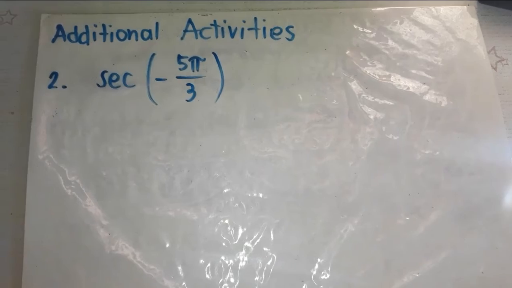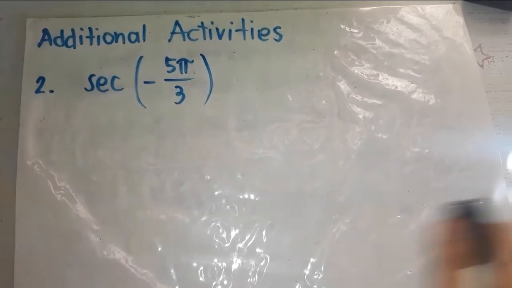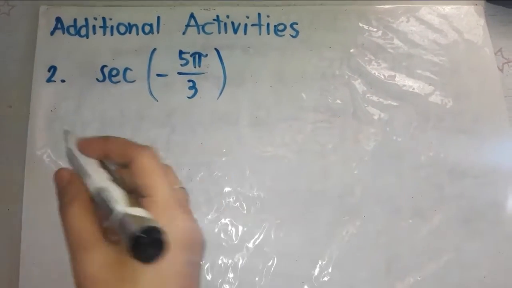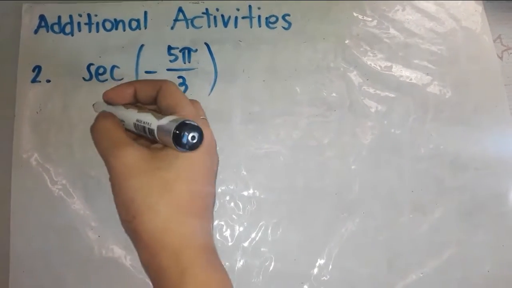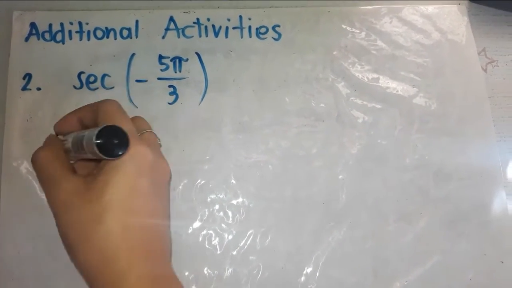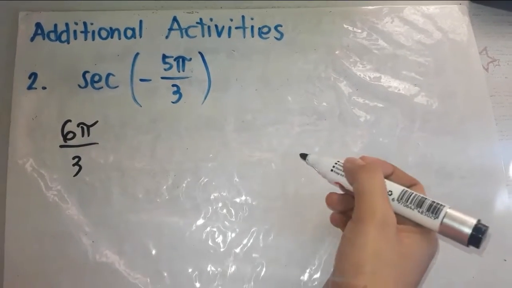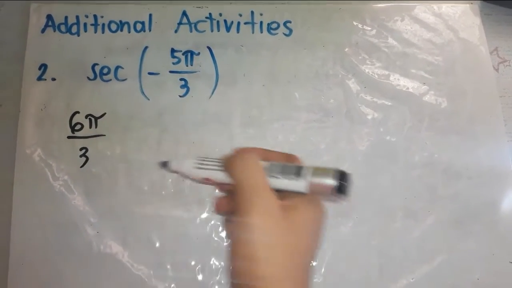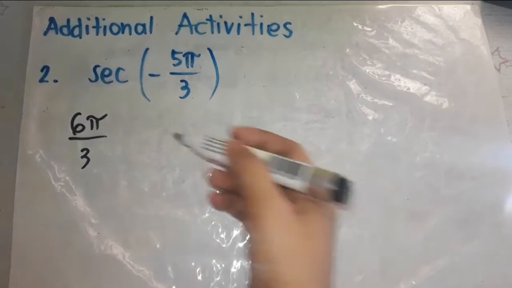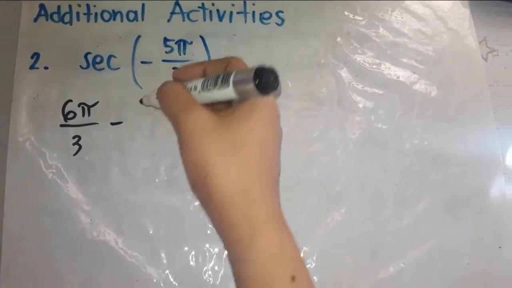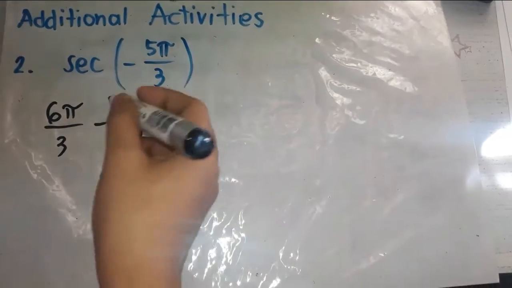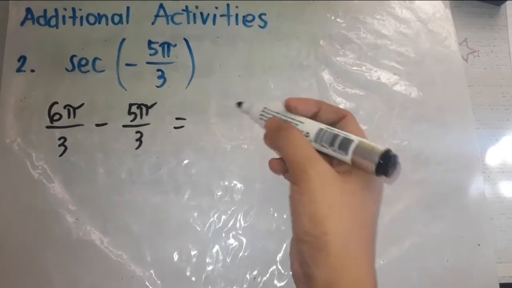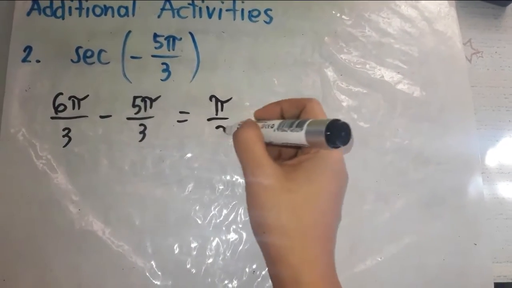Alright, this time let's try a given which is in radian measure. So we have number 2, secant of negative 5 pi over 3. First, let's find the reference angle. I will use 6 pi over 3 since this is the same as 2 pi or 360 degrees, which is near 5 pi over 3. So 6 pi over 3 minus 5 pi over 3 is pi over 3.